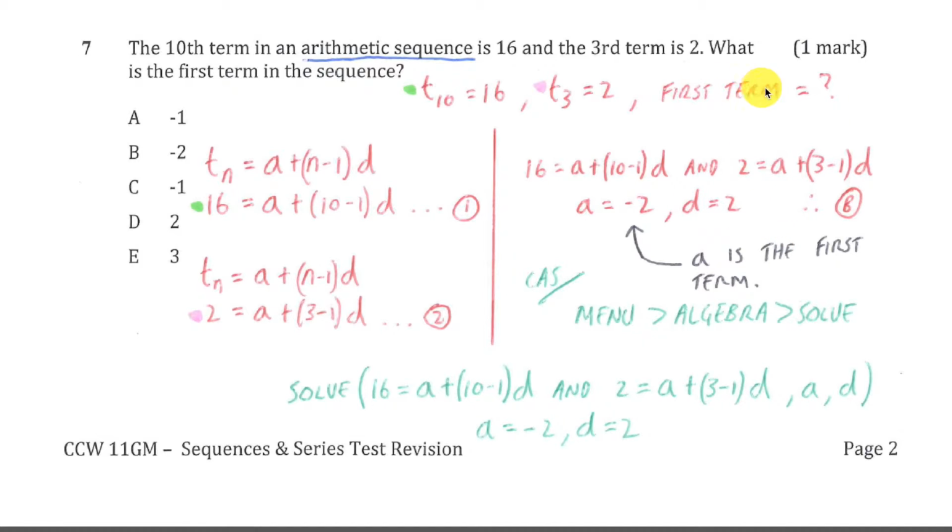Remember that we're after the first term. A, of course, is the first term, so I know that the first term is equal to -2, and of course that gives me an answer of B. The trickier part about this question is solving this, and we use our CAS to do that.